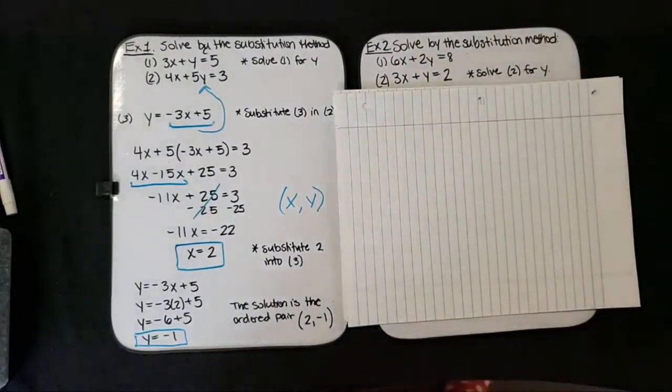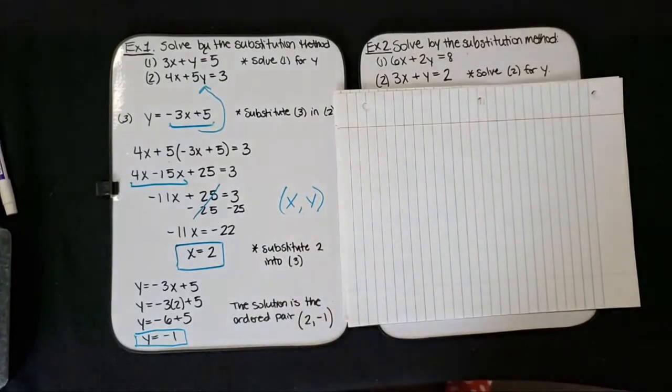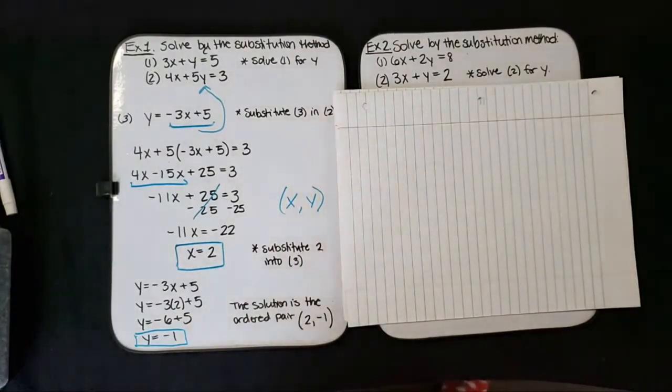Our first equation is 6x plus 2y equals 8. Our second equation is 3x plus y equals 2. So those are our two equations of the system.